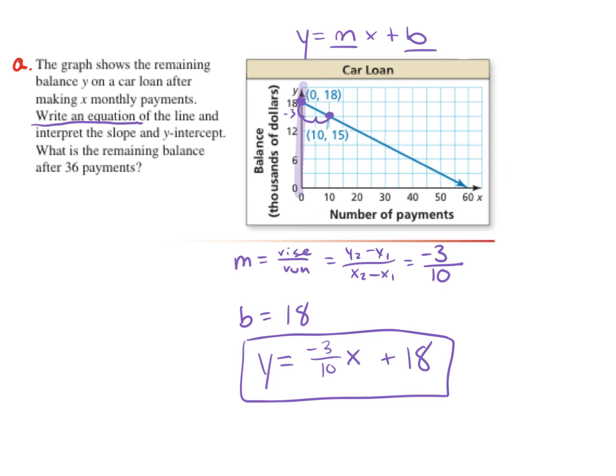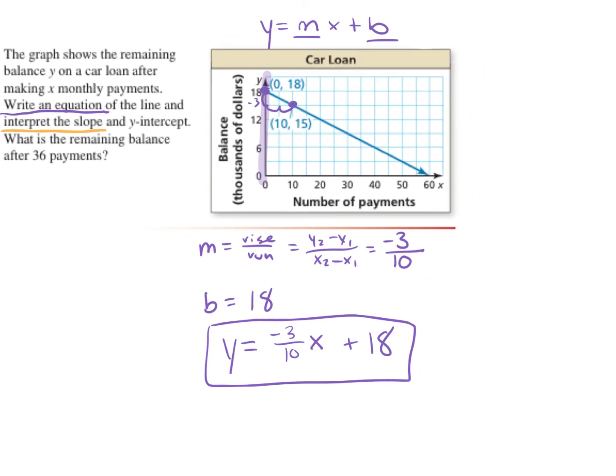All right, next it says to interpret the slope. So our slope is the change in y over the change in x. So y is talking about what? The thousands of dollars. So it's negative 3 thousands of dollars. And then 10, our x-axis is talking about what? The number of payments.